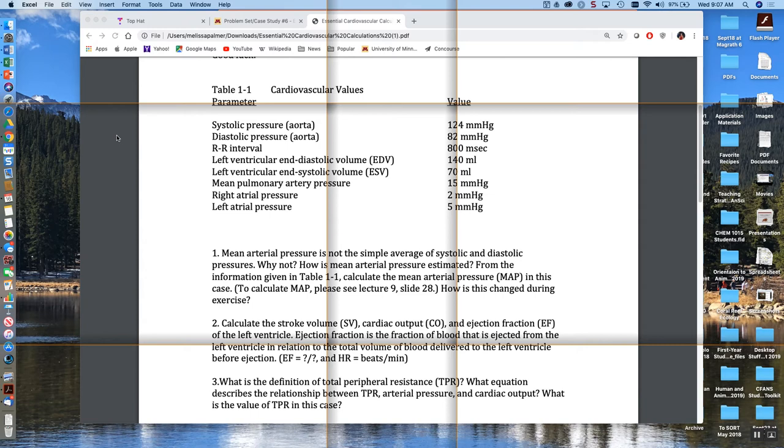What did you get for cardiac output? You can raise your hand. I don't have a calculator. 5,250. So that's going to be 70 mils.